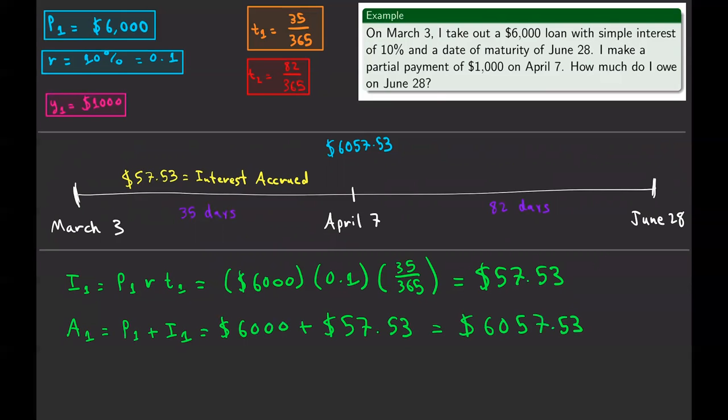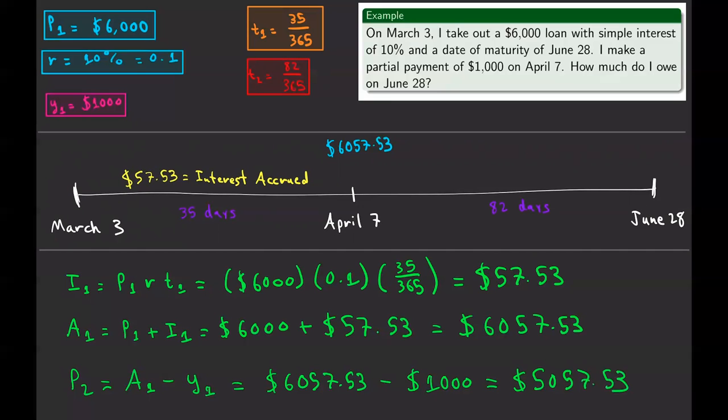And then I make a $1,000 payment. So what I can do is I can say that the new amount that I owe, P2, it's a new principal. It's going to be how much I owed on April 7th. And I'm going to subtract off my partial payment, which remember we called Y1. And so this is going to be that 6,057.53 minus 1,000 is equal to 5,057.53. And that right there is how much I owe on April 7th.